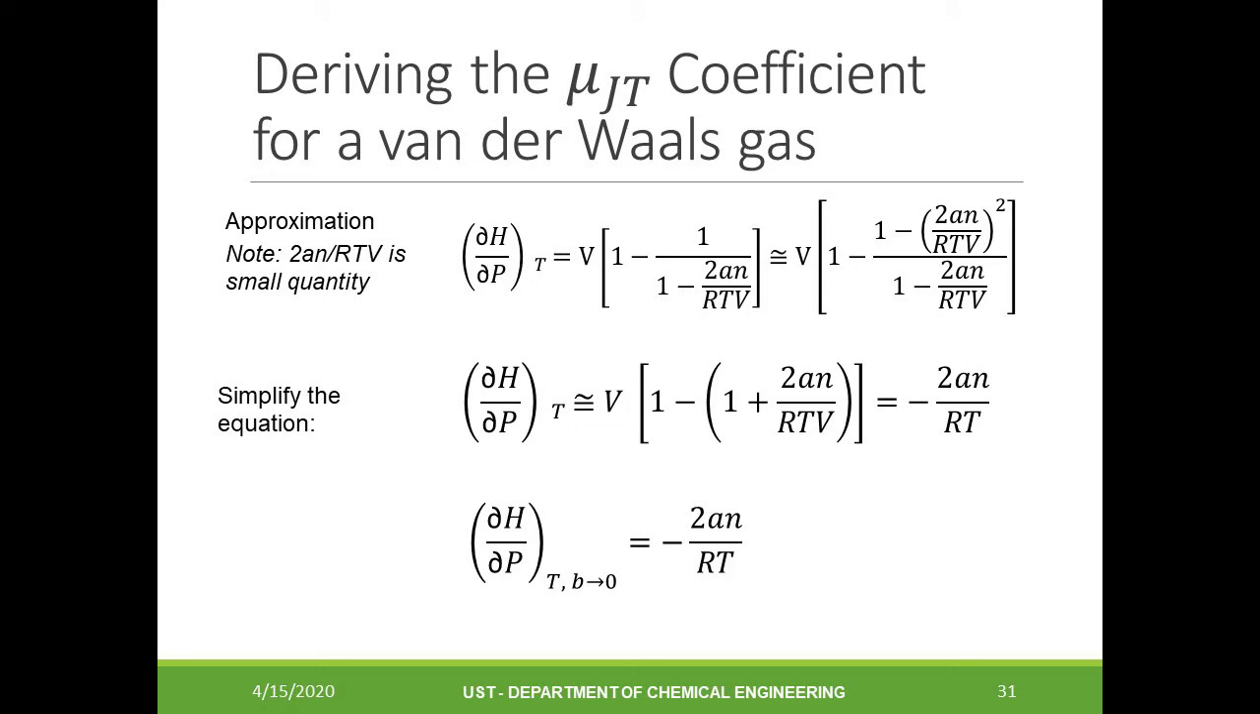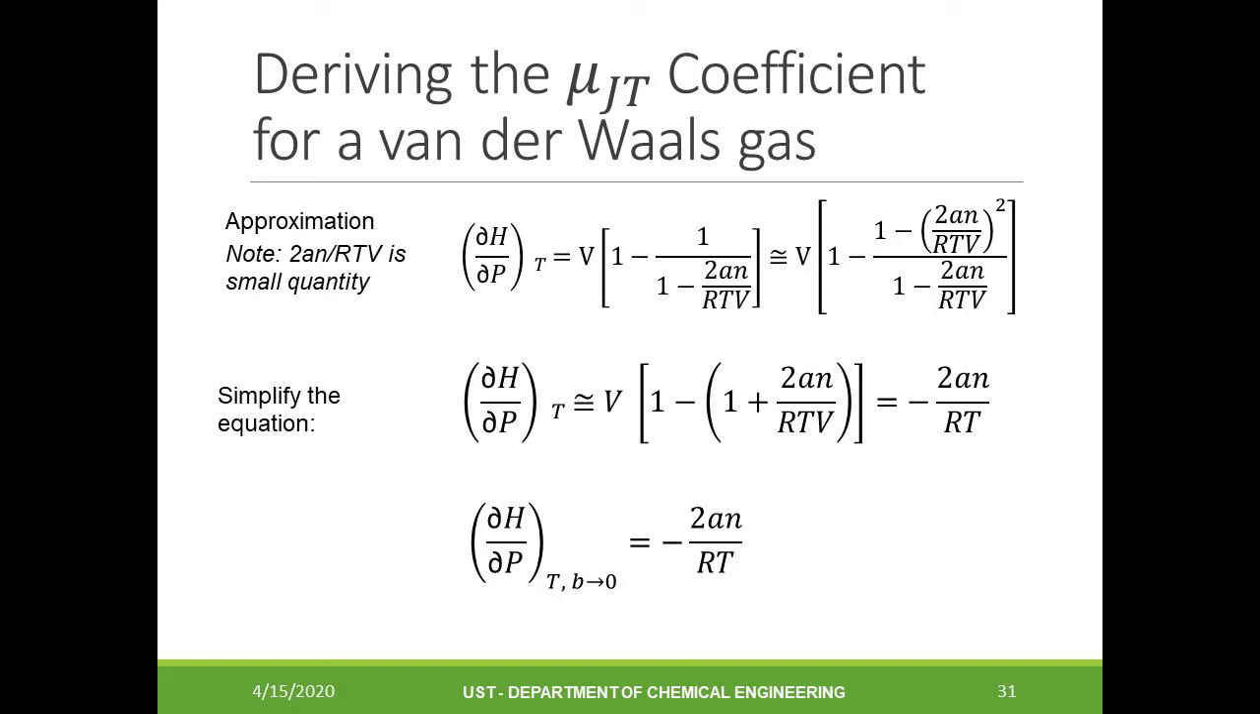Okay, this term here in this equation is very small, and I will use this as an approximation. I will approximate this 1 in the numerator as 1 minus 2an over RTV squared. Again, this part here is much smaller than 2an over RTV. That's why we can do this approximation.